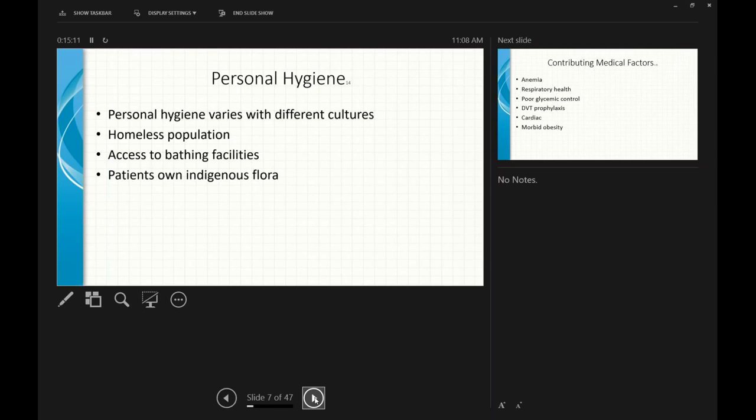Personal hygiene. I don't know what the culture is like where you are practicing, but personal hygiene varies with different cultures. Where I am in the Seattle area, we're on the Pacific Rim, but there are also lots of subcultures of migrants. We have a great homeless population here. I think it's only larger in Portland, Oregon. And the homeless population does not have adequate bathing facilities or access to bathing facilities. And we treat them when they come to our door. And patients have their own indigenous flora.